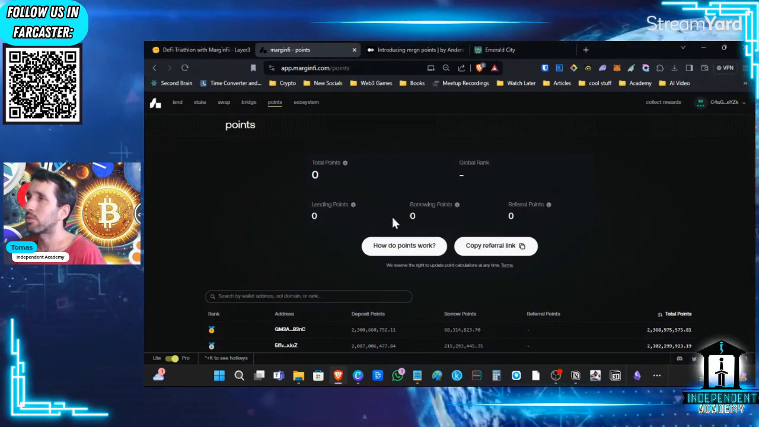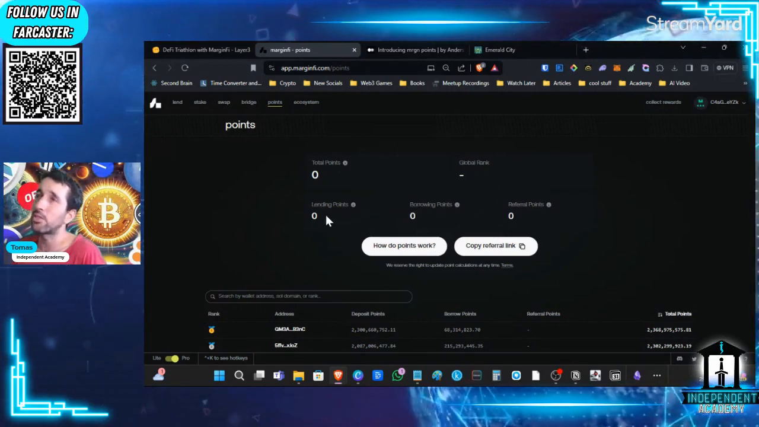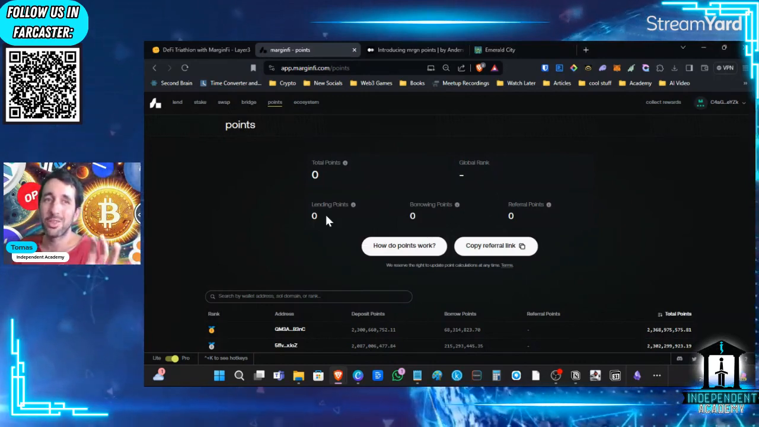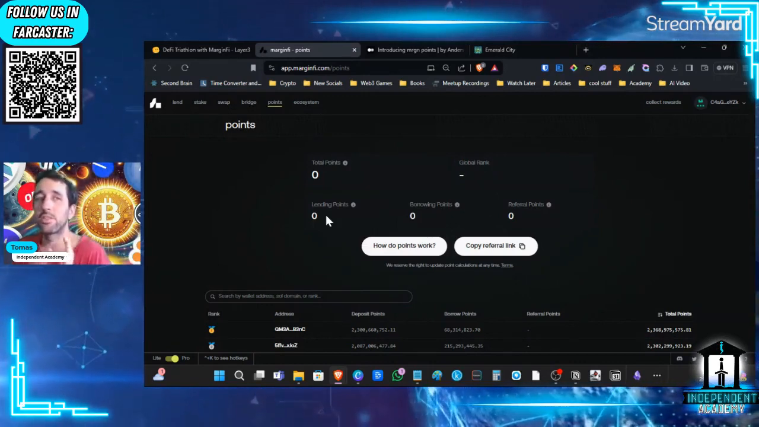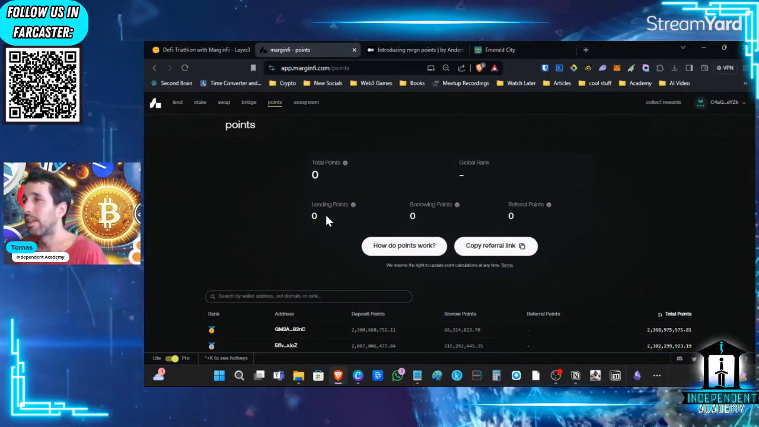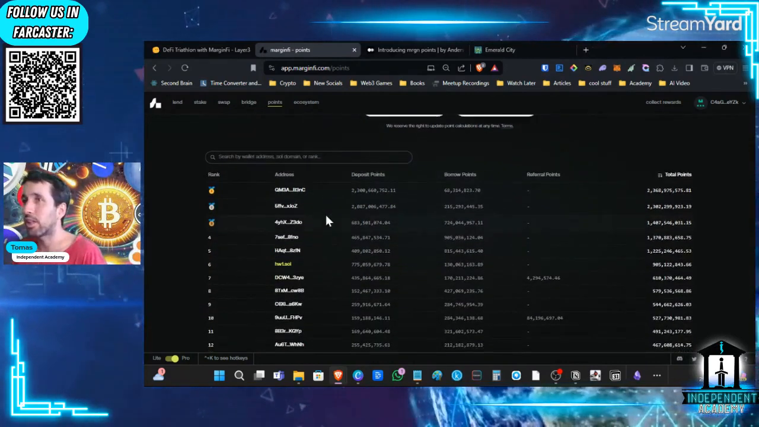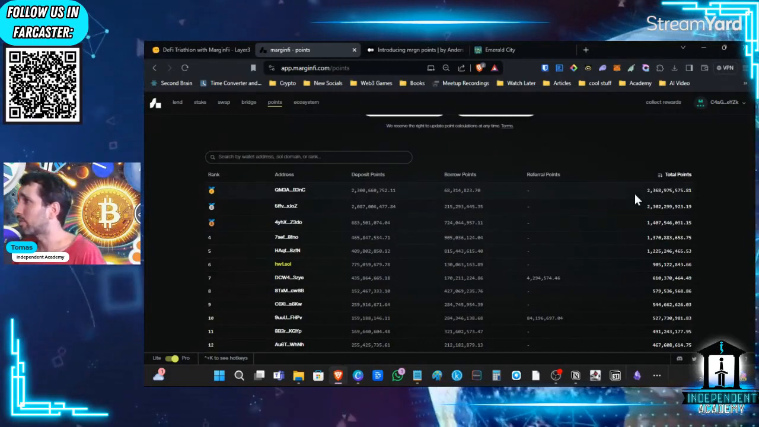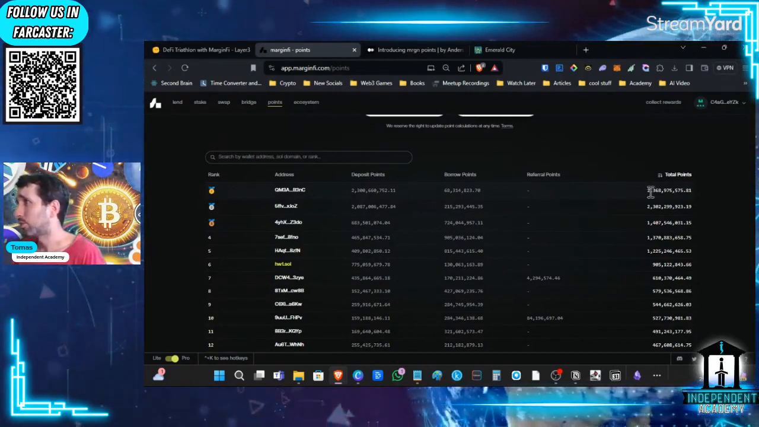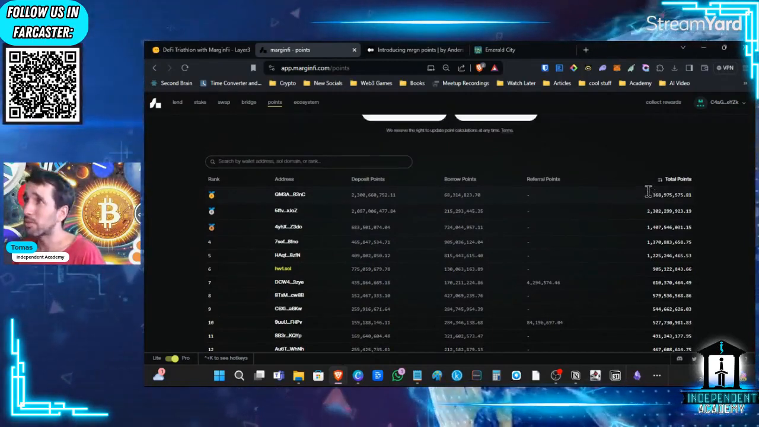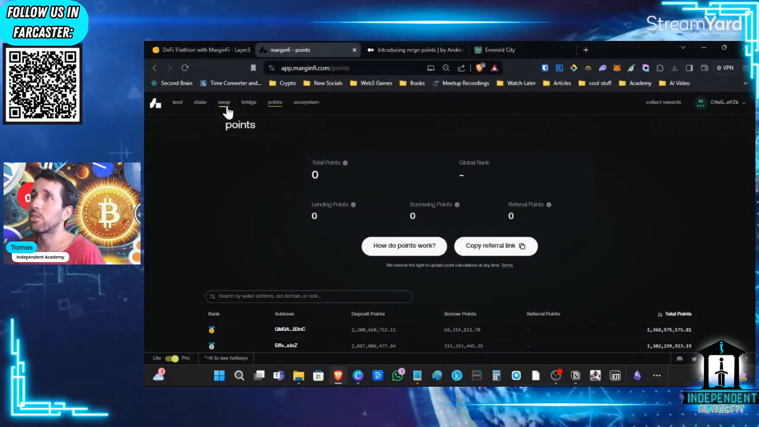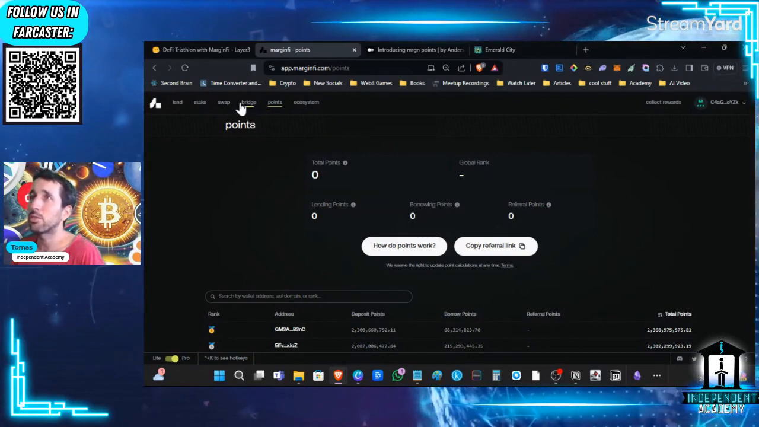And then, of course, it's not only the actions that you take, but also the time. So it's not just interacting with the protocol, but it's interacting with the protocol over time. And that's how they determine who gets the airdrop and who does not. At the moment, we have 0 points, and the highest one has, I think, 2 billion points. But that's all you can do in the platform. You can lend, borrow, stake, swap, and bridge in and out of the ecosystem.